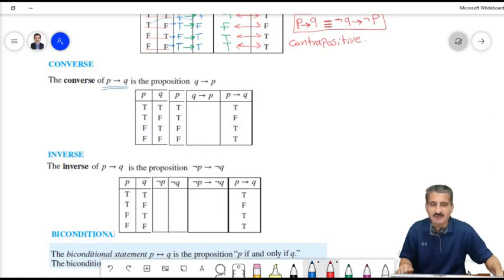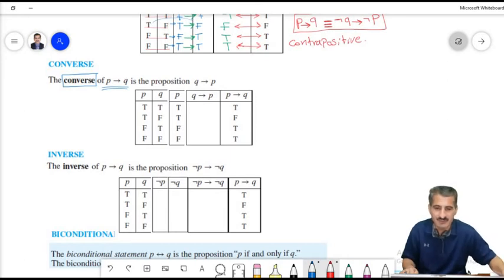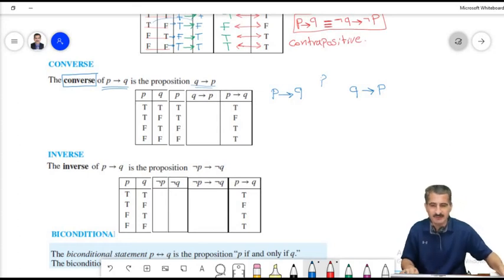Now, assume again we have a conditional statement P gives Q. We want to define the converse. The converse of P gives Q is Q gives P. So P gives Q, the converse, is Q gives P. Question: are they equivalent or not? To find out, we will find the truth table.